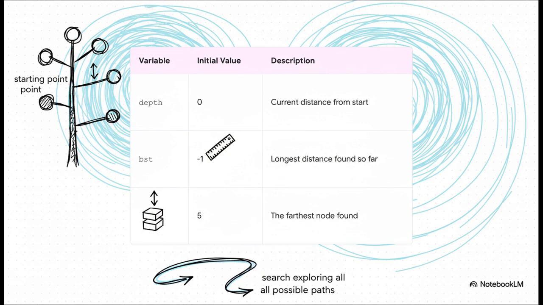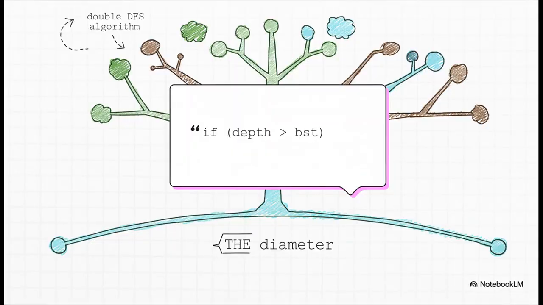The search expands out from this new starting point, exploring every single path, keeping track of the depth, and just like before, it's constantly updating that BST value whenever it stumbles upon a node that's even farther away. And we are right back to this simple little comparison. Our algorithm is doing the exact same work, but here's the cool part. Because we started from that special node we found, the final value it gets for BST isn't going to be just some distance. It's going to be the diameter of the entire tree.